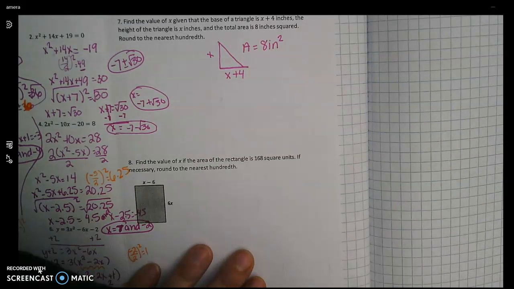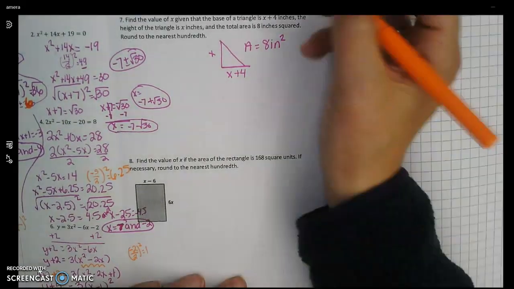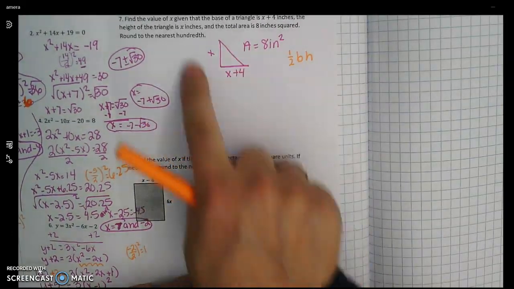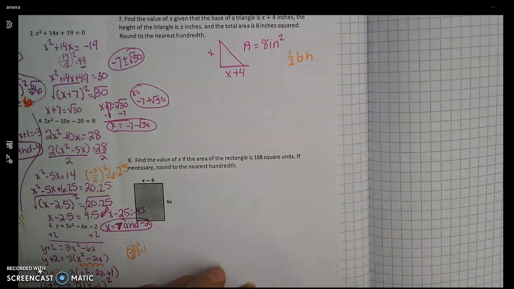Now, in order to find the area of a triangle, we know the formula is 1/2 base times height. So we're just going to go ahead and use what we know about the base and the height to put this into our triangle.